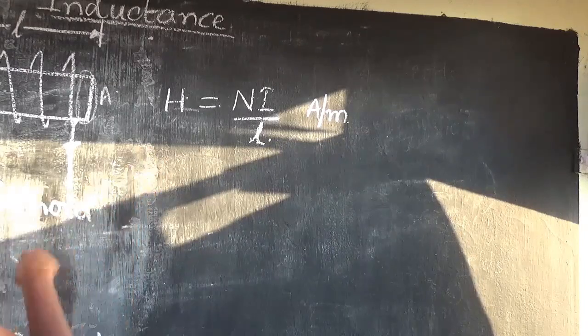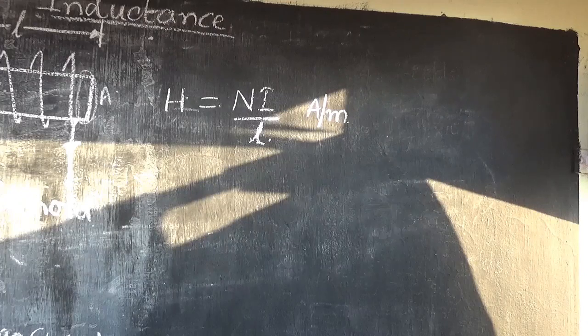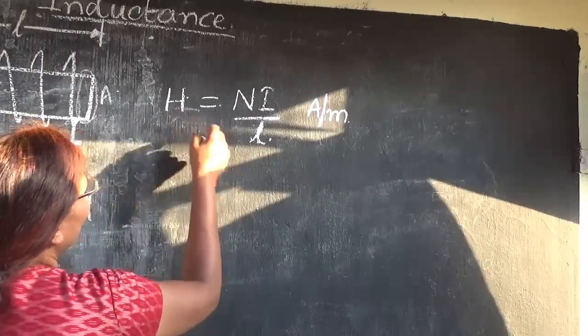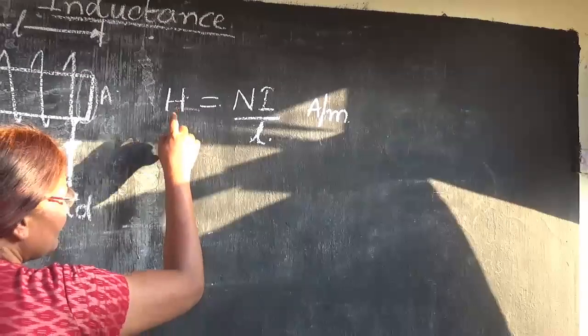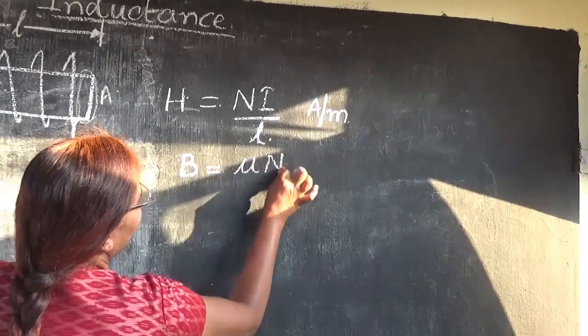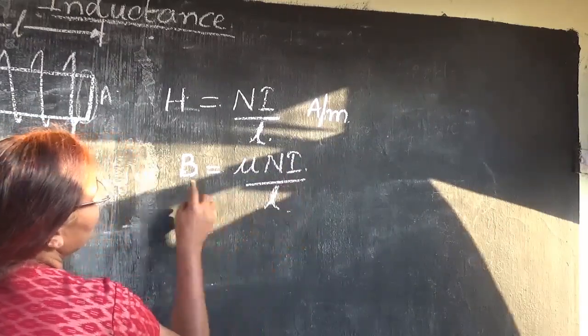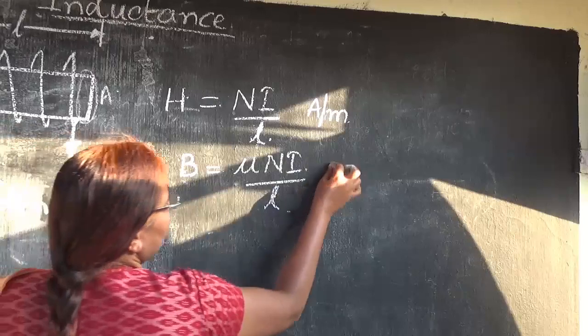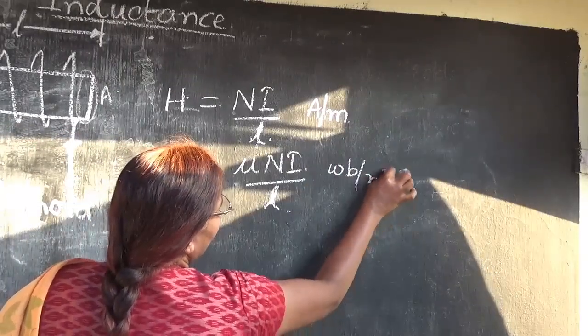Now what we have to find? We have to find the total flux linkage, and divided by I will give the inductance of this solenoid. So first we have to find the flux linkage. To find the flux linkage, we want to know phi. To find phi, we have to have B. So what is this B? B is going to be mu Ni by L, because B is equal to mu H, where H is equal to Ni by L. So it is Weber per meter square.